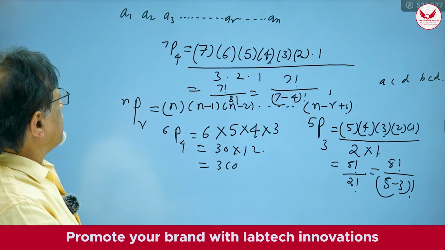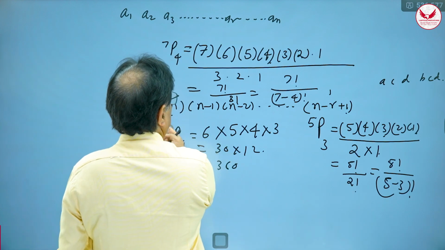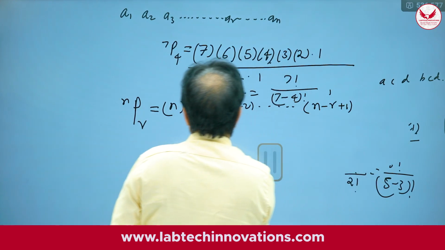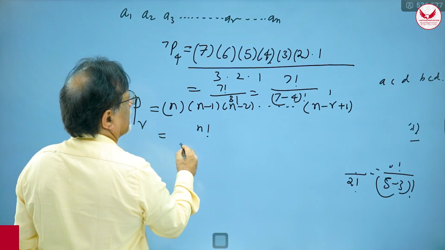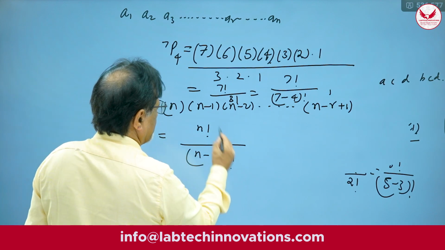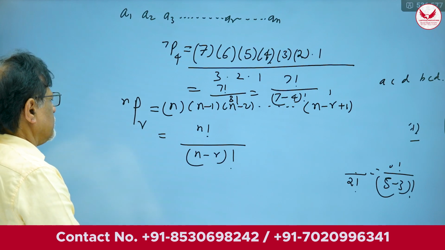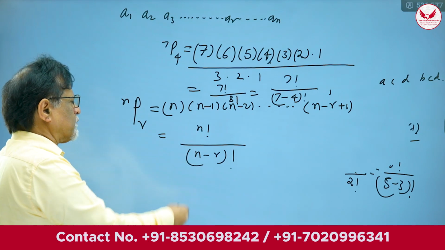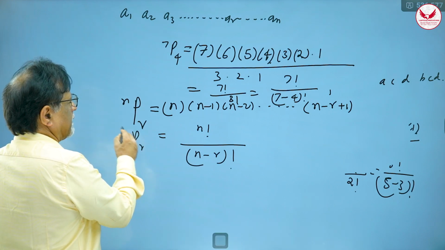Now this gives us a very interesting expression for nPr. Okay. So now if I want to write nPr in this new way, then nPr can be written as n factorial divided by (n minus r) factorial. Very, very easy. Now here you will realize one thing. If it is n factorial upon (n minus r) factorial, now this is a very important formula, right?